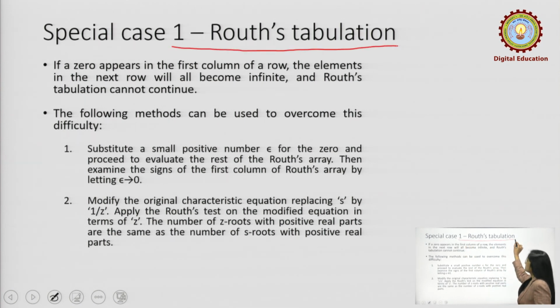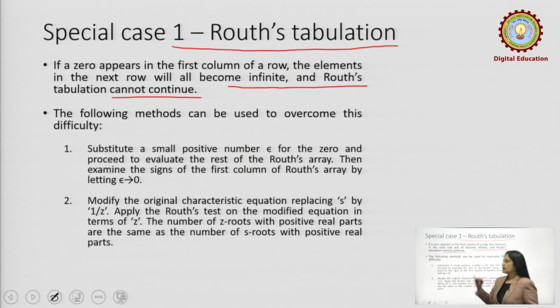The special case 1. If a 0 appears in the first column of a row, then the elements of the next row will become infinite. That is, we cannot go ahead and the tabulation cannot continue. So, what is the solution for that? There are two solutions. The first solution is to substitute a small positive number epsilon for the 0 and proceed to evaluate the rest of the Routh's array.